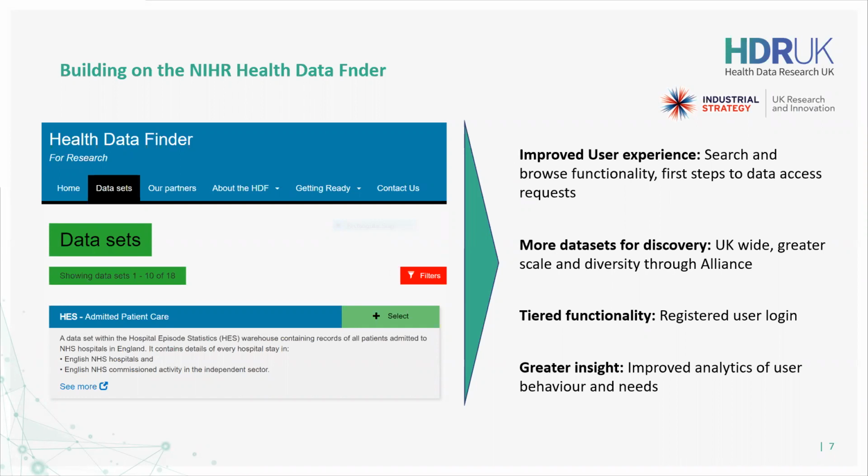What we want to do through this exercise is make sure we get UK-wide coverage, but also to dramatically increase the scale and the diversity of those data sets, particularly working through the alliance partners, but also through the health data research hubs. The third piece is around tiered functionality for registered users. Everybody was effectively treated the same through Health Data Finder. What we want to do is start to build out that additional functionality through a registered user login. And that also drives the fourth piece, which is around greater insight on use, user needs, and user behaviors through who's accessing what.